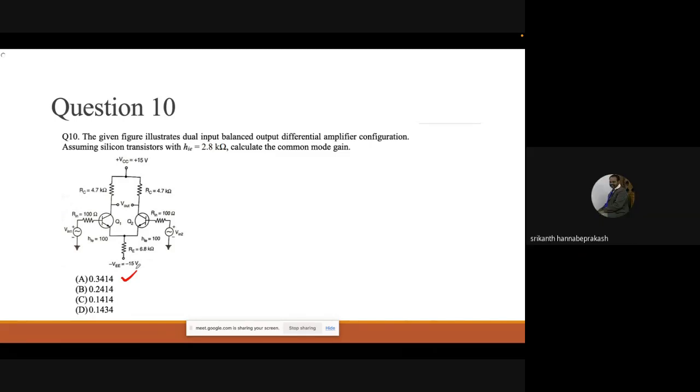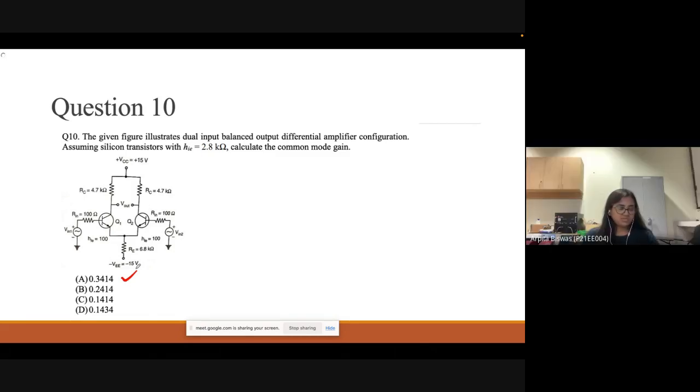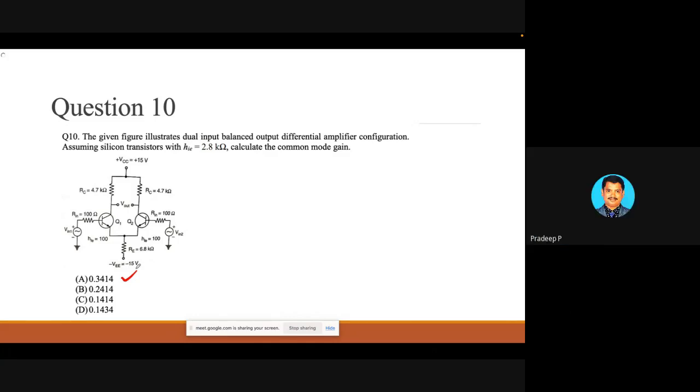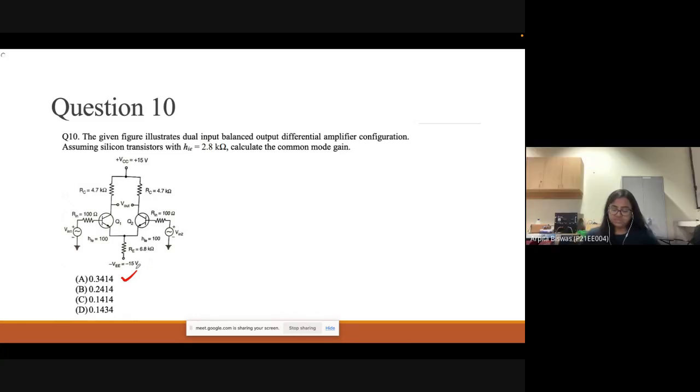Madam, you need to show me the formula for this. Okay, just at least try, then I will share the formula. Pradeep, have you any idea how to calculate the common mode gain? Madam, formula maybe minus HFE RC by 2RE multiplied by 1 plus HFE. Yes, yes, this is the formula. At least try, then I will share the formula.